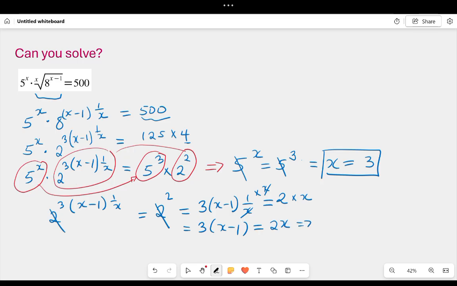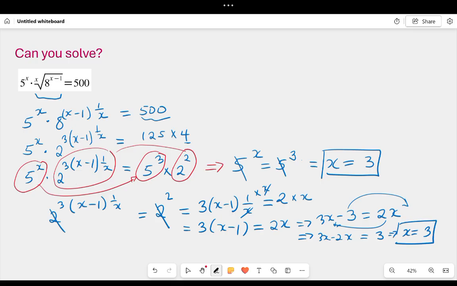By opening the brackets, we are going to have 3x minus 3 is equals to 2x. This means by organizing all the like terms together, actually moving negative 3 over here, moving 2x over here, we are going to have 3x minus 2x is equals to 3. And hence, x will be equals to 3. Okay? So this final answer is exactly the same as this one over here.